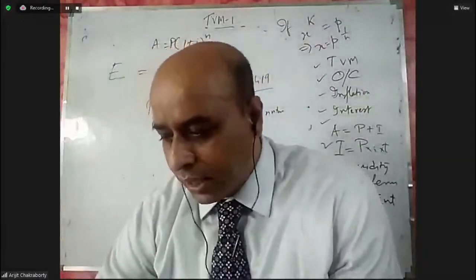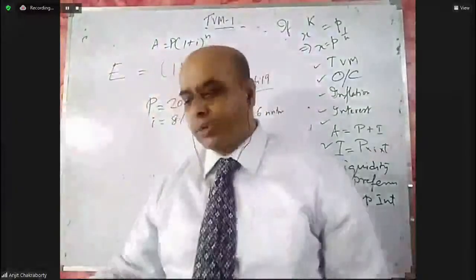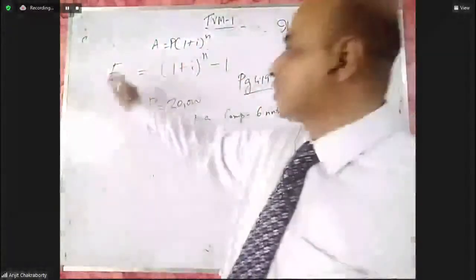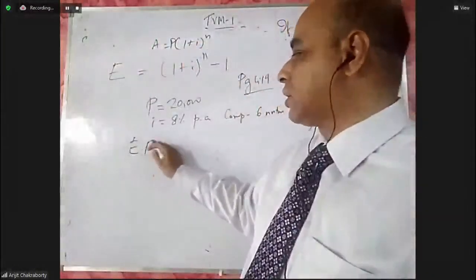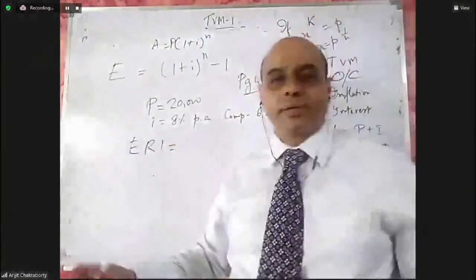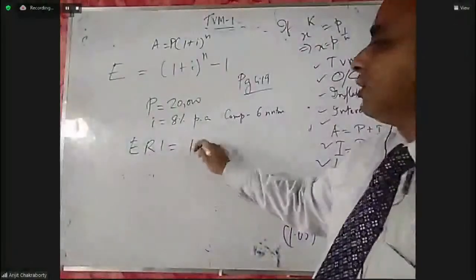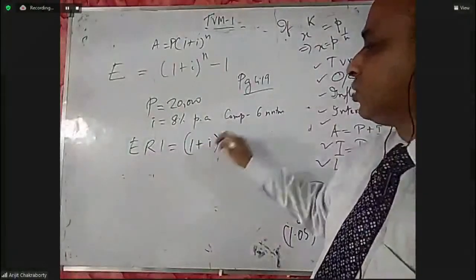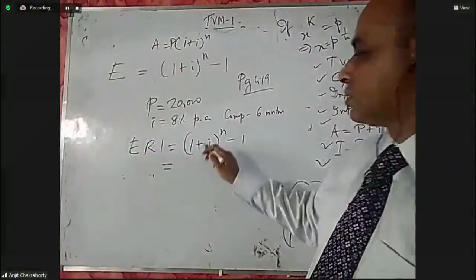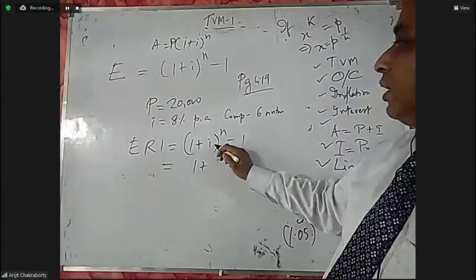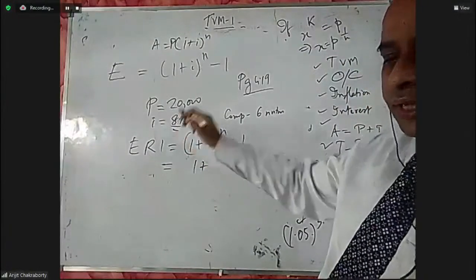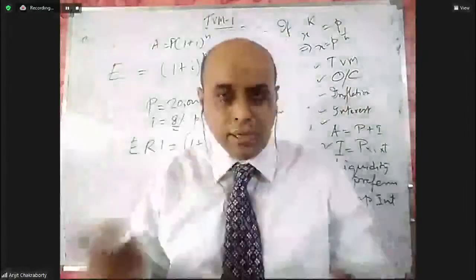So we have to find the effective rate of interest. In compound interest, you can easily find the effective rate of interest formula. ERI, effective rate of interest, is given by (1 plus i) to the power n minus 1. So this is 1 plus i. i is 8%, but 8% is for the full year.